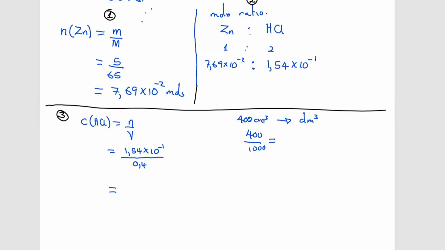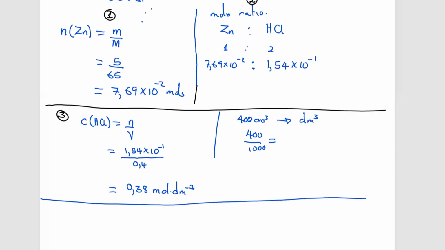I'm getting a value of 0,38, and then I'm going to say the unit of measurement is mole per dm cubed, right? This negative exponent shows that we divided the number of moles by the volume, which is in dm cubed. Okay, so then we're done with our question. That's the concentration they've been looking for.